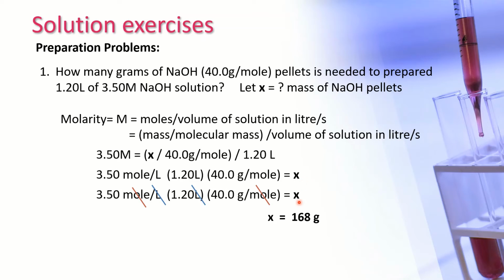X is equal to 3.5 moles over liter times 1.2 liters times 40 grams per mole. You cancel mole, you cancel liter, and you're left with grams. So X is equal to 168 grams. So you need 168 grams of sodium hydroxide pellets to prepare 1.2 liters of 3.5 M sodium hydroxide solution.